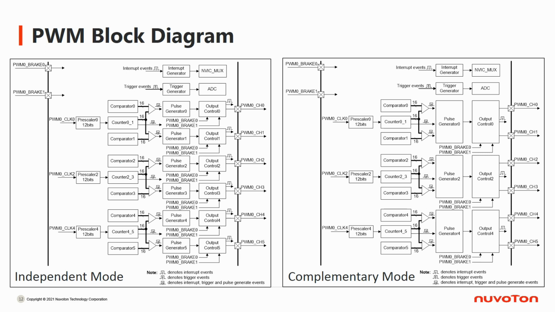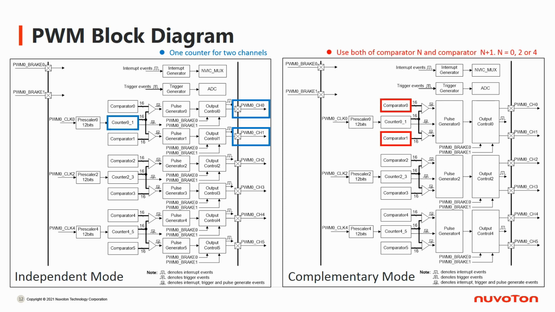Here is the block diagram of PWM. There are 3 counters in PWM. For the independent mode, 1 counter is mapped to 2 output channels. The 2 channels will both use the same counter for counting. The comparator of each channel could be set individually.